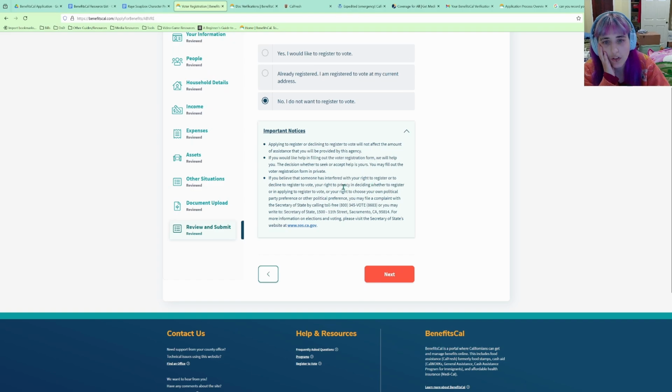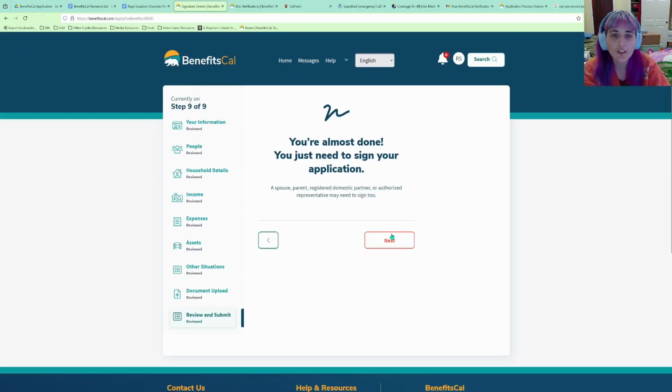your right to register, to decline to register to vote, your privacy in deciding it, or your right to choose your own political party preference, you can call the Secretary of State or otherwise contact them in these ways. Okay, you're almost done. Now you would just need to sign your application. A spouse, parent, registered domestic partner, or authorized representative may need to sign too if it's applicable.